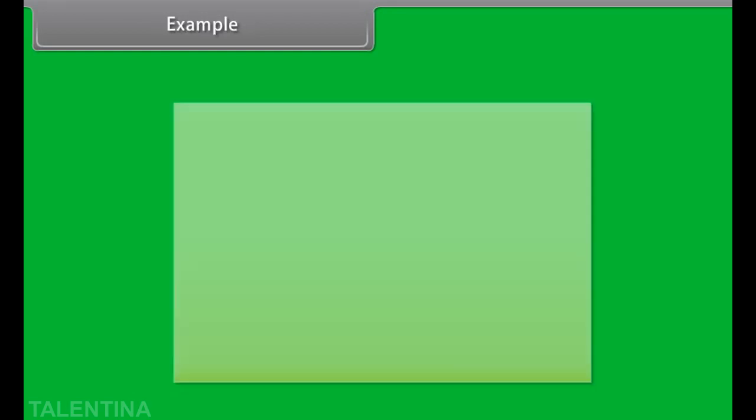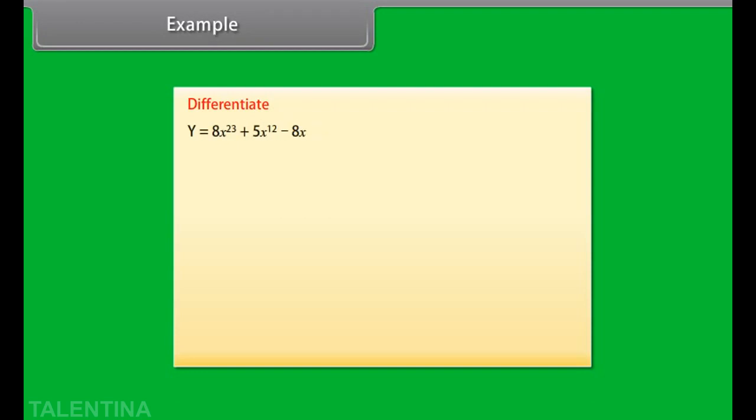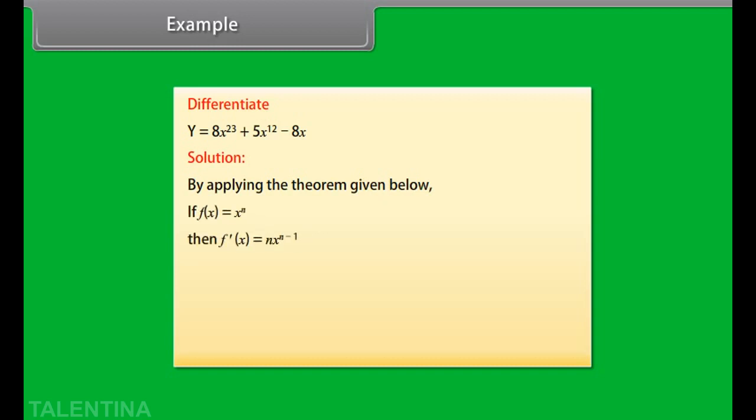Example. Differentiate y is equal to 8x raised to power 23 plus 5x raised to power 12 minus 8x. Solution. By applying the theorem given below. If f(x) is equal to x raised to the power n, then f dash x is equal to n into x raised to the power n minus 1, where n can be any real number. We have y dash is equal to 8 into 23x raised to power 23 minus 1 plus 5 into 12x raised to the power 12 minus 1 minus 8.